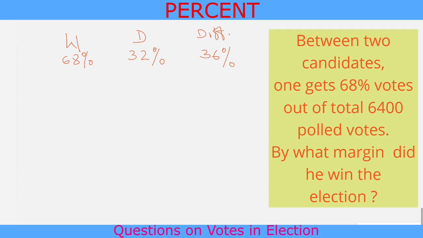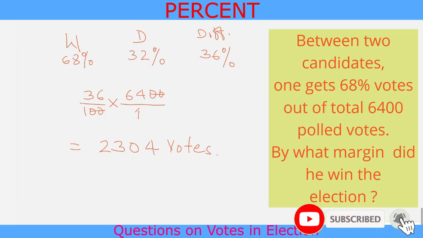So we will find the 36% of 6,400. This is 36 divided by 100 multiplied by 6400. The 0 of the denominator cancels the 0 of the numerator. Now this is 64 multiplied by 36. This gives 2304 votes. Thus, the margin by which the winning candidate wins the election is 2304 votes. Simple and easy question. Practice a lot of questions to understand the concept of percent in election votes.